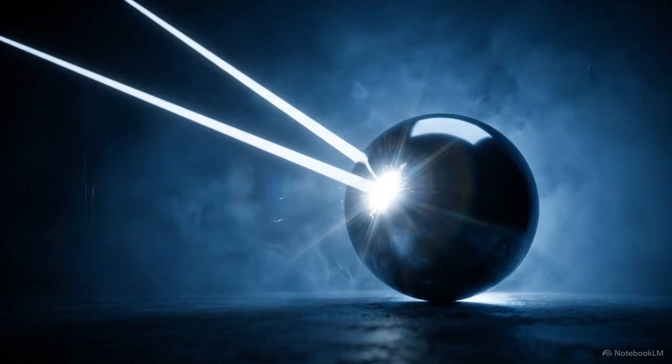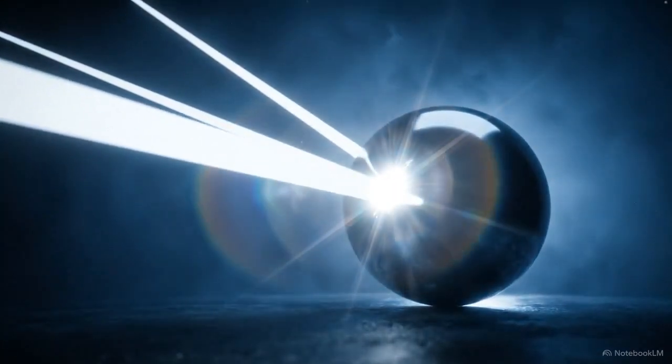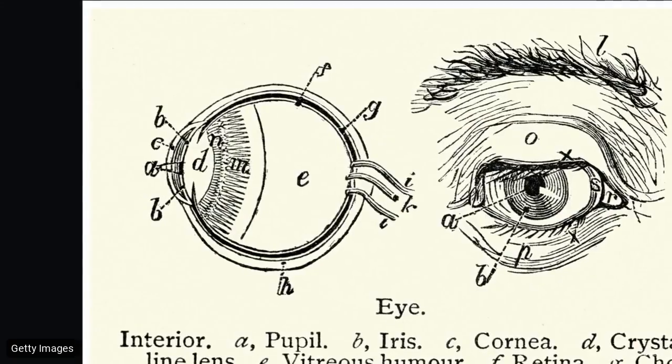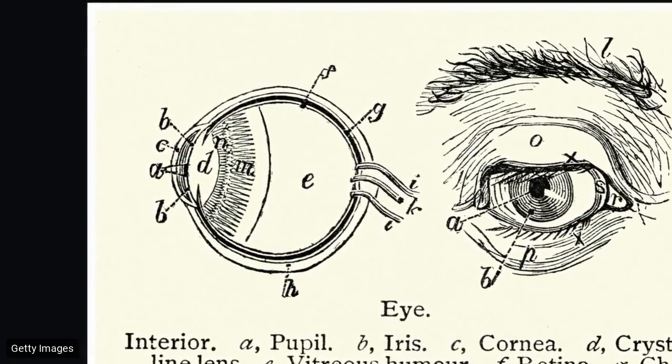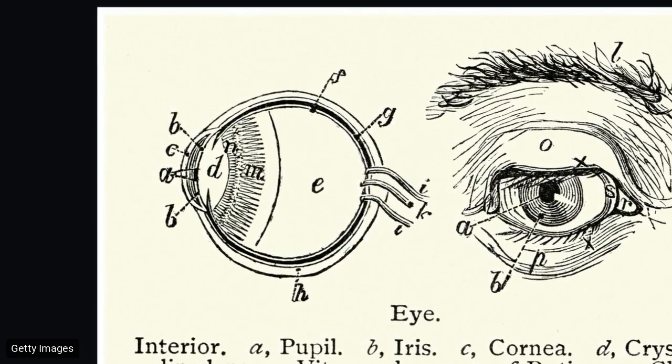To generate an image, light must bounce off an object, enter the eye, and strike a highly specific target. That target is the retina. In a standard eye, it sits at a fixed, unchangeable distance of exactly 2.5 centimeters behind the lens.